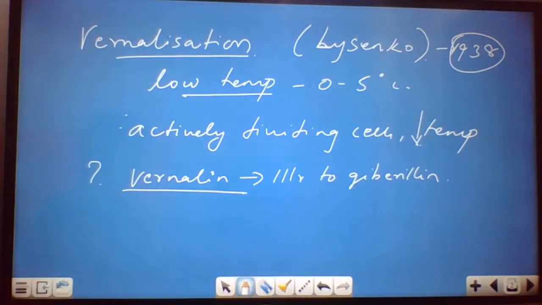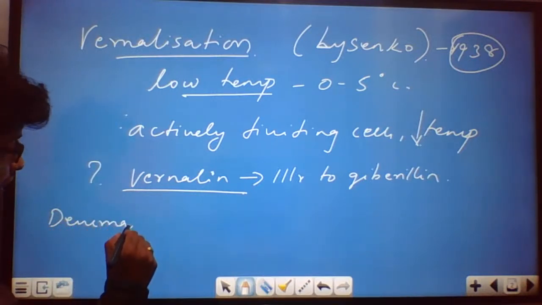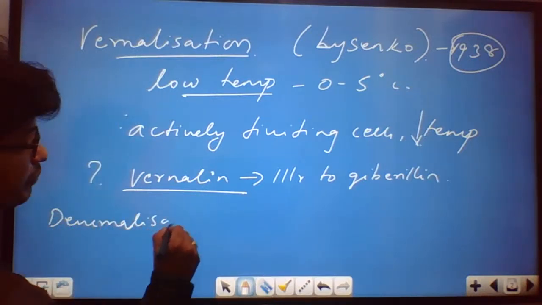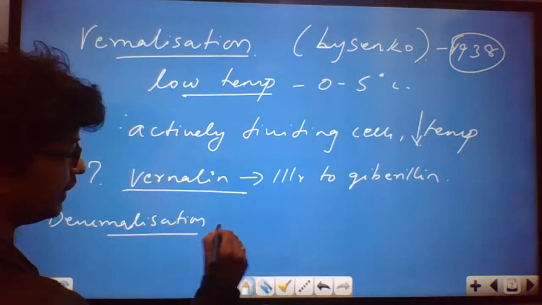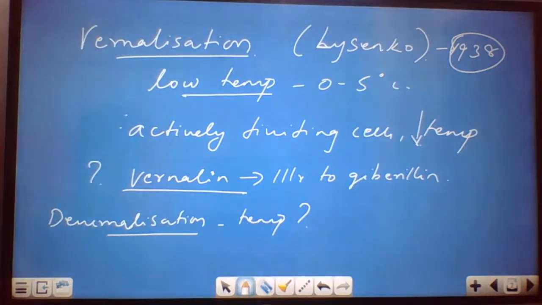And there's a process called devernalization. When you want to reverse it, devernalization. So what is the temperature that you usually prefer for devernalization? You want to reverse the process. What is the temperature that you usually prefer?